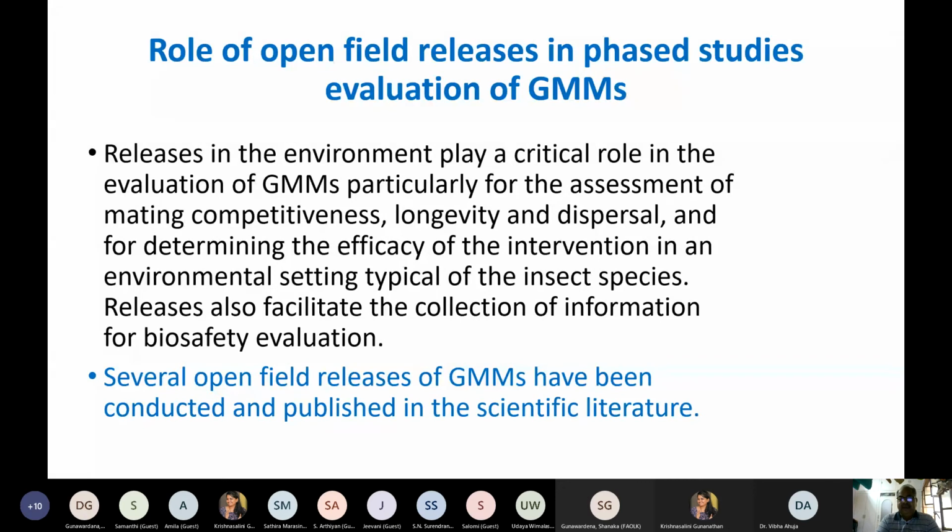The longevity as well as the dispersal, because these affect a lot in order to generate risk assessment features or characteristics, and for determining the efficacy of the intervention in an environmental setting typical of the insect species, that is the wild nature of Aedes aegypti. Releases also facilitate the collection of information for biosafety evaluation.